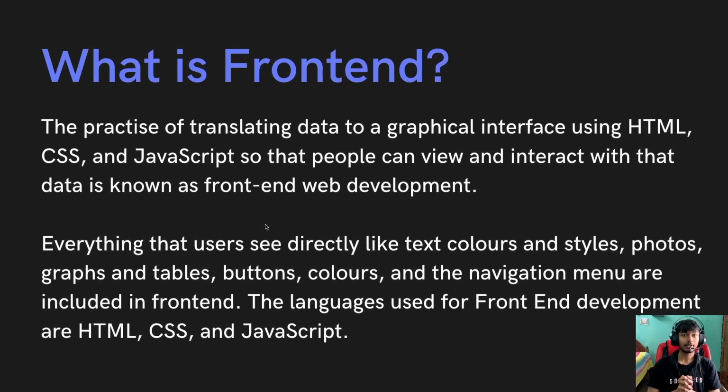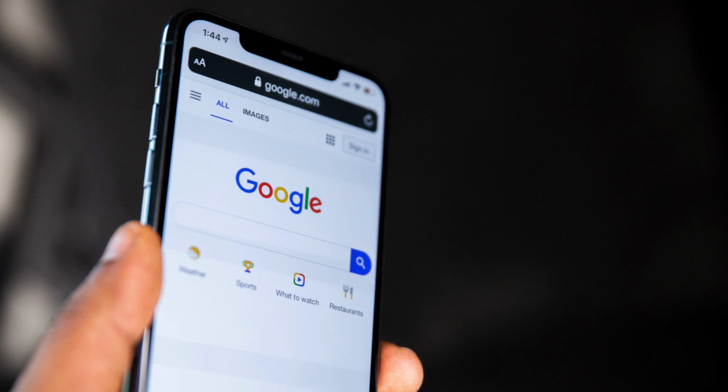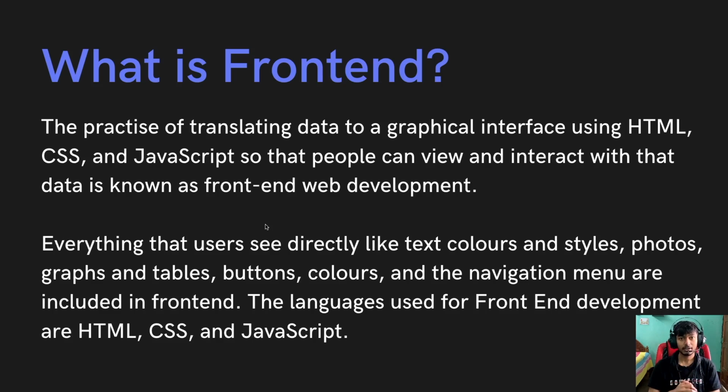What exactly is front end? Suppose you open google.com in your browser, and whatever you see on your screen is called front end. Like the buttons, the colors, the text, the images, anything you see on your screen comes under the front end category. And for more information, you can read on the screen.